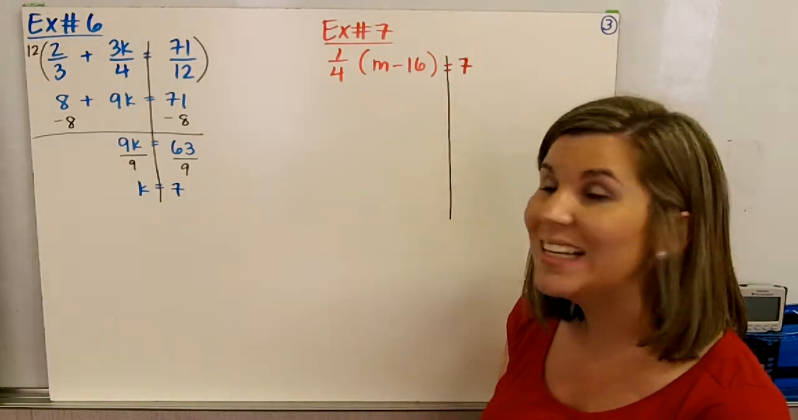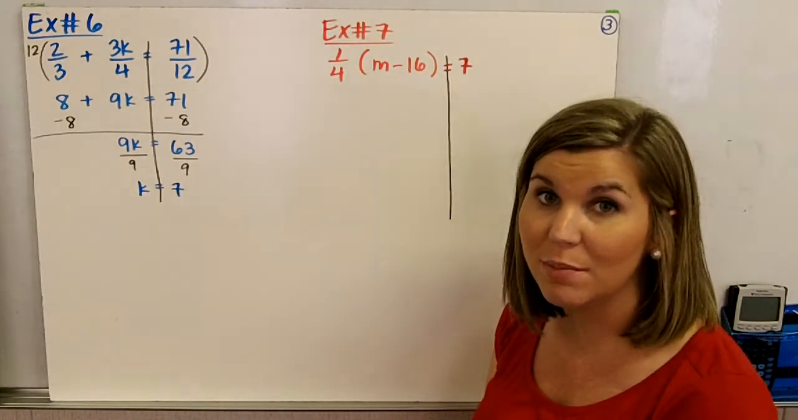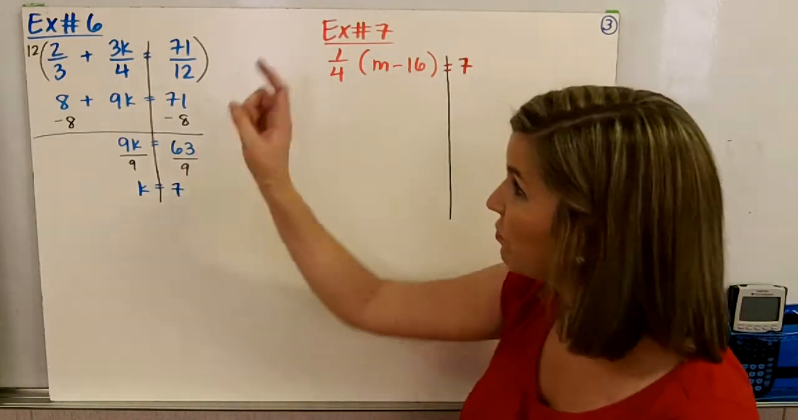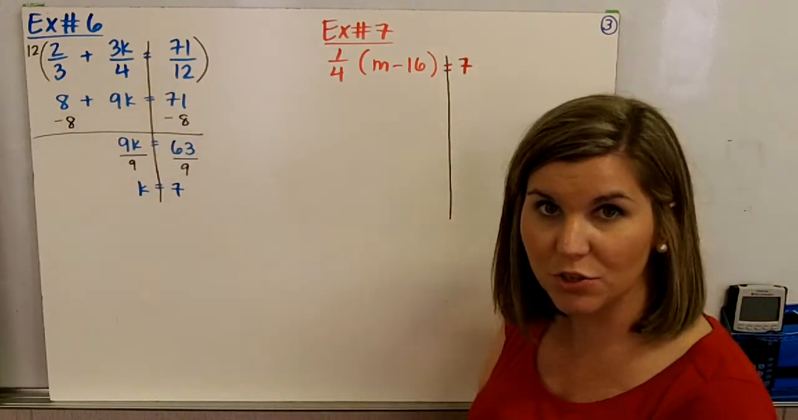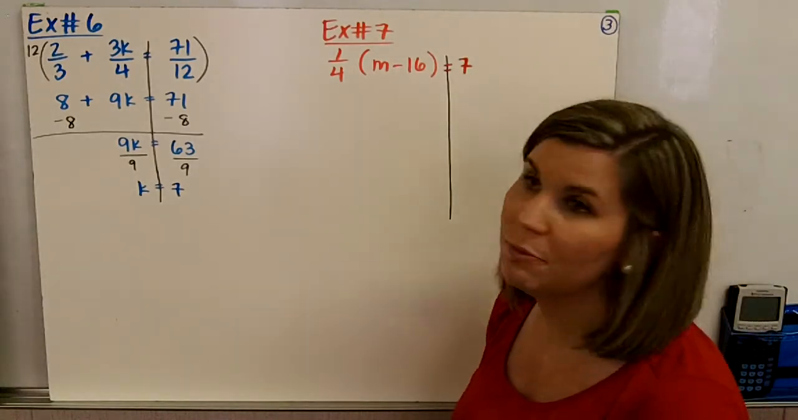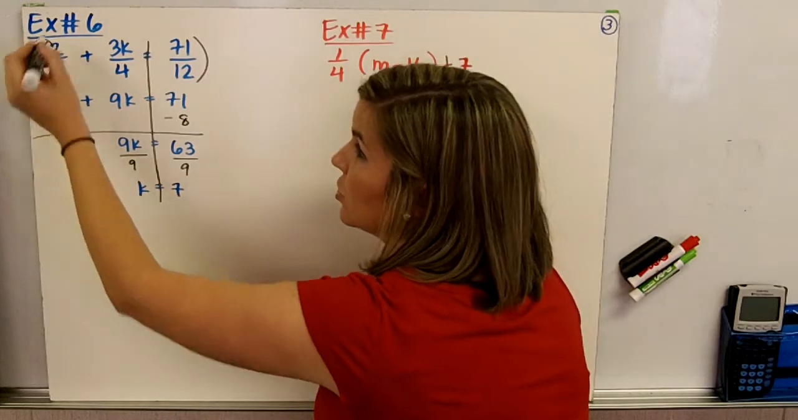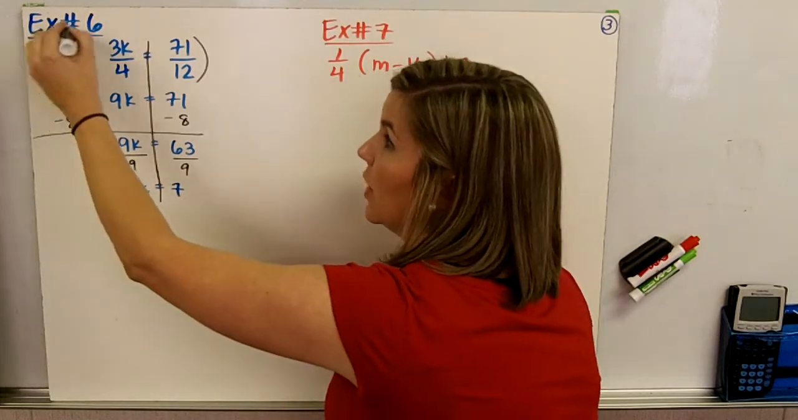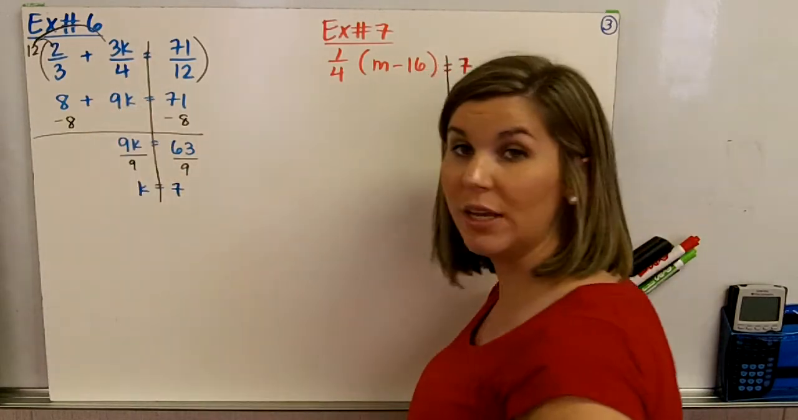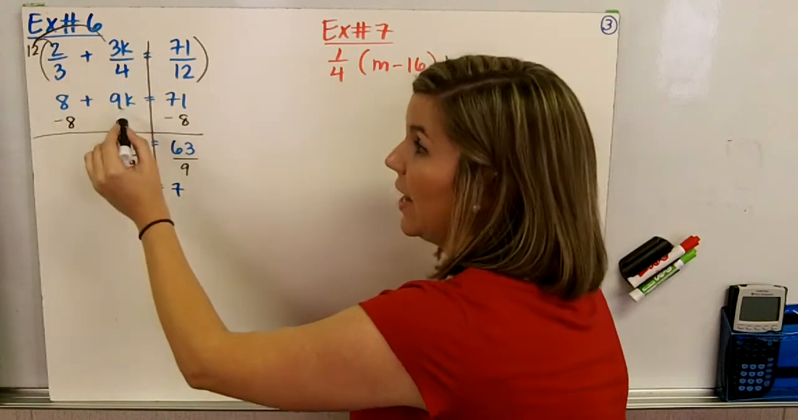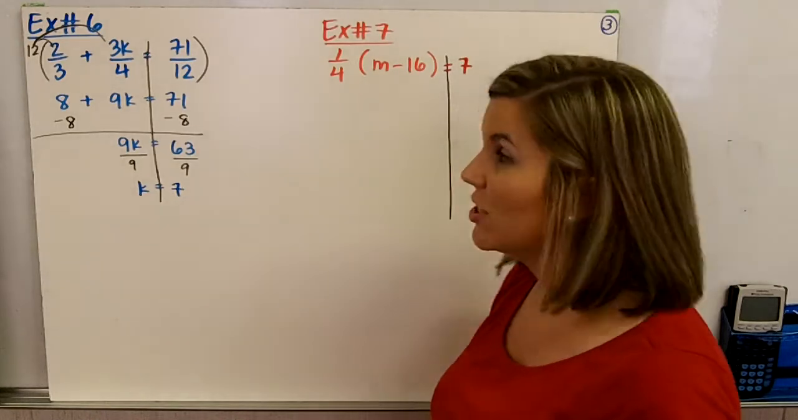Here, you need to find the least common denominator. So the smallest number that all of these denominators can go into, the least. So 12. 3 goes into 12, 4 goes into 12, and 12 goes into 12 evenly. So I'm going to multiply everything by 12. 12 times 2/3 is 8. 12 times 3/4 is 9. Now there's k with it, so keep the k. 12 times 3/4 k is 9k. 12 times 71 over 12 is just 71.